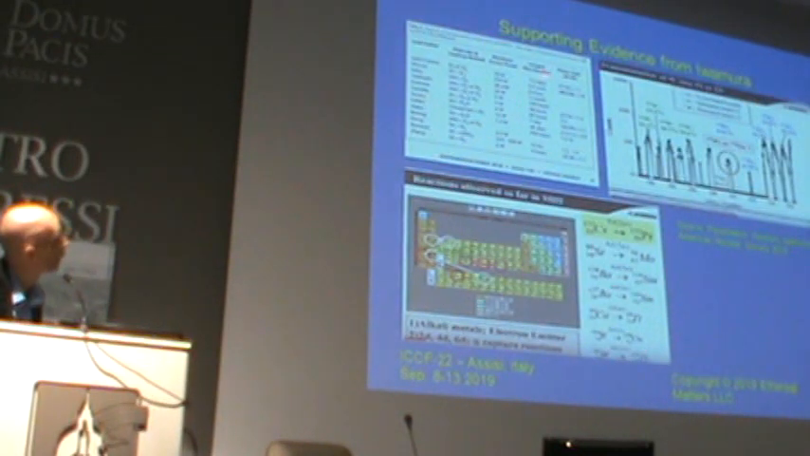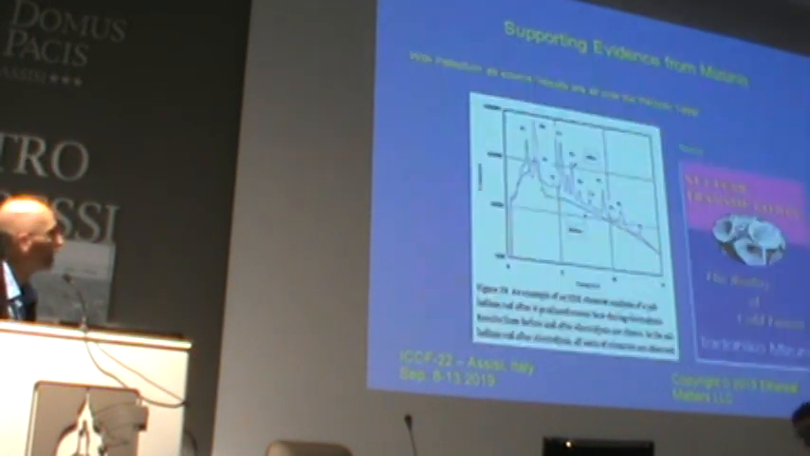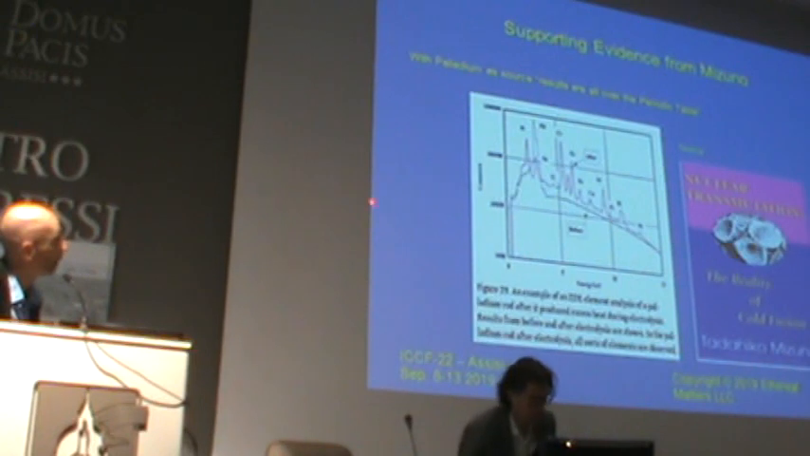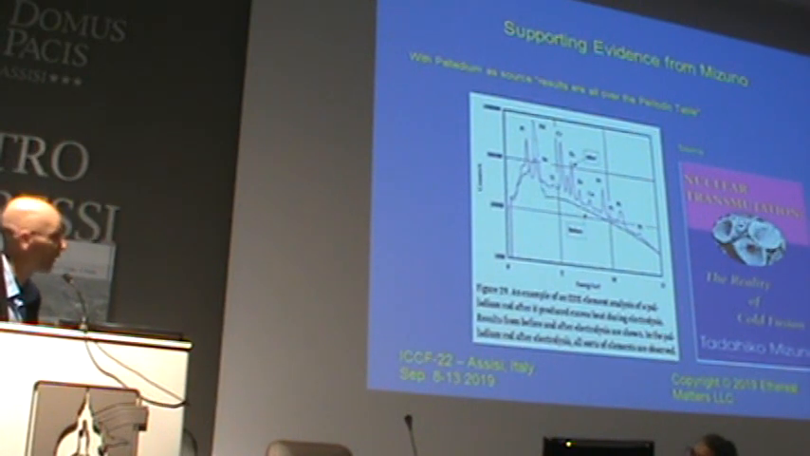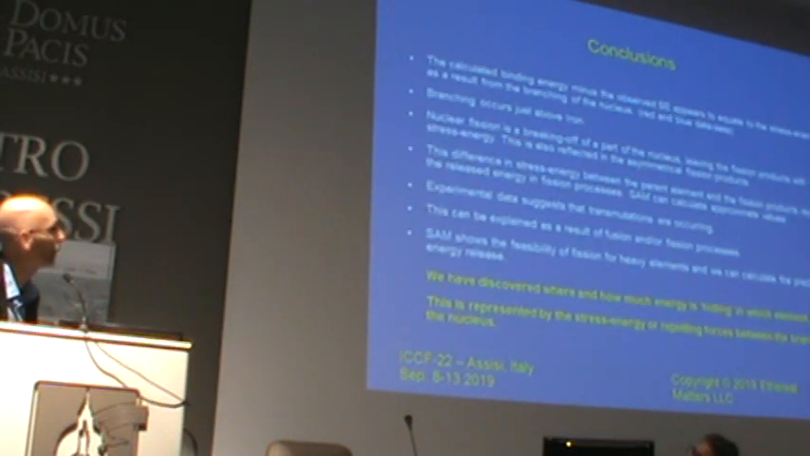A little bit more supporting evidence from Iwamura. We can see all these jumps here, lots of jumps, fission, fusion. I think both are happening. And then Mizuno, already working on this for a long time. Basically, the elements are all over the periodic table, so it has to be seen in our. Thank you. I'm going to conclude.